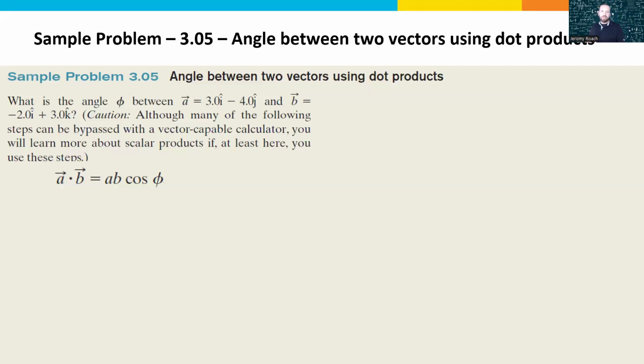Let's look at a sample problem. I think sample problems are always good to look at and examine rather than just looking at formulas and equations. It says, what is the angle psi between vector A and vector B, if vector A is 3 i hat minus 4 j hat and vector B is negative 2 i hat plus 3 k hat? It says many of the following steps can be bypassed with a vector capable calculator, but we're not going to use a vector calculator here. So we want to find the angle psi between vector A and vector B. And our formula for the dot product is A dot B is AB cosine psi, or AB cosine theta.